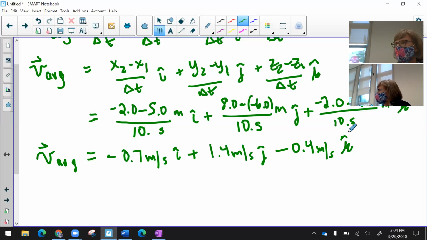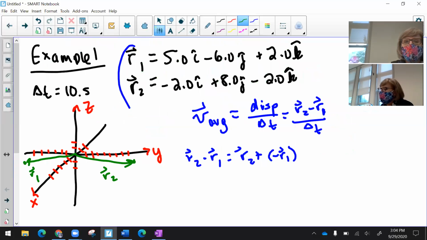So let's think about this for a minute. My velocity in the X direction is negative. If I look back at my picture, my particle starts over here in the plus X and ends over here in negative X, right? So it would make sense that that X velocity points in the negative direction because I'm moving from a positive value to a negative value.